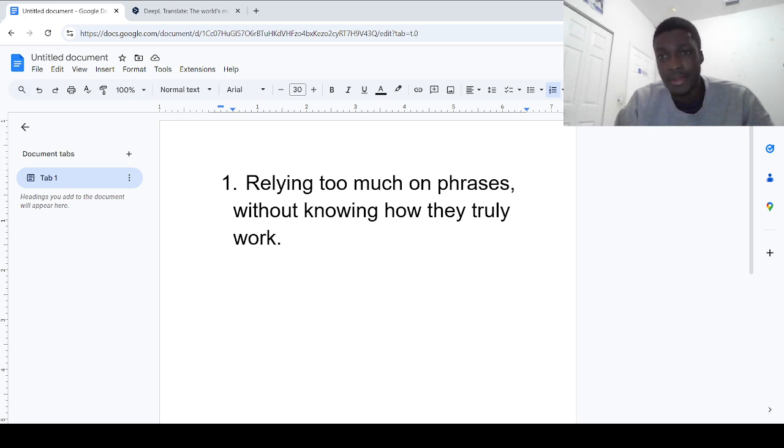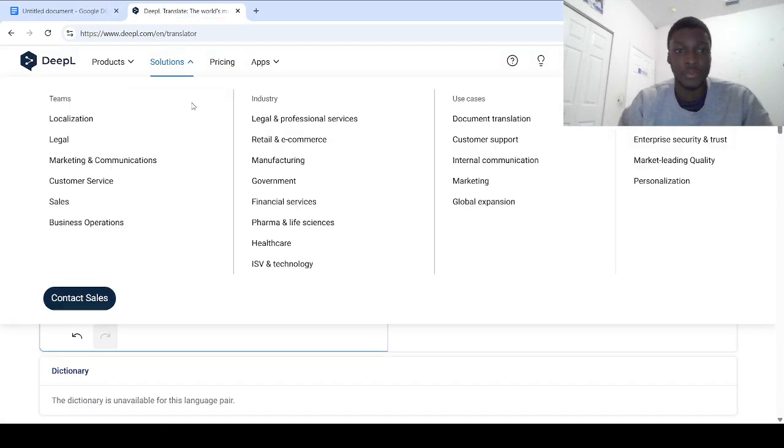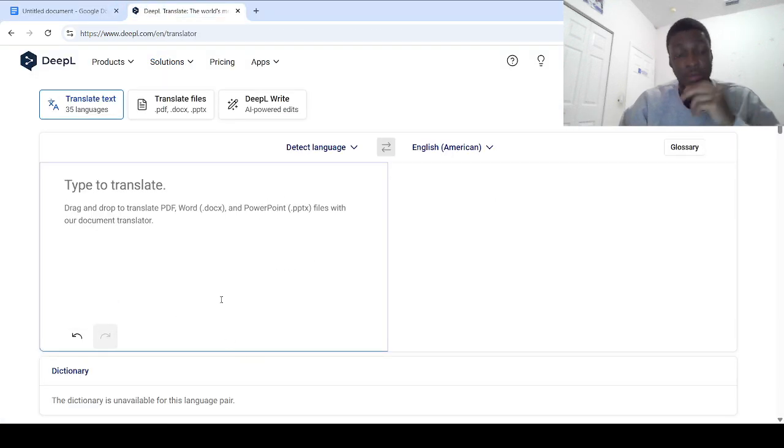Now, these phrases have the same meaning. However, they go about that meaning in different ways. Now, what do I mean by that? Well, first of all, let's put these phrases into the translator. This is a pretty good translator, and I would strongly recommend it to those who are learning Spanish.